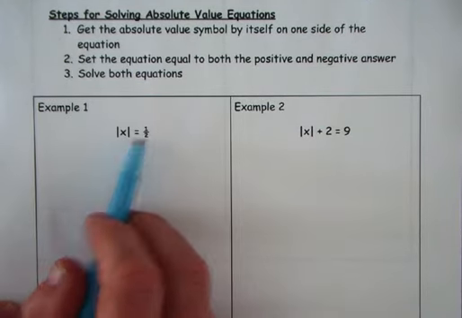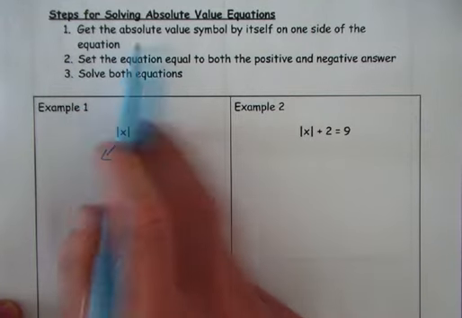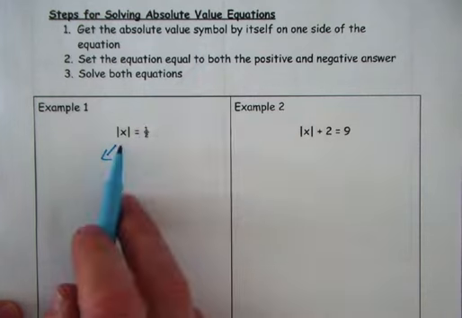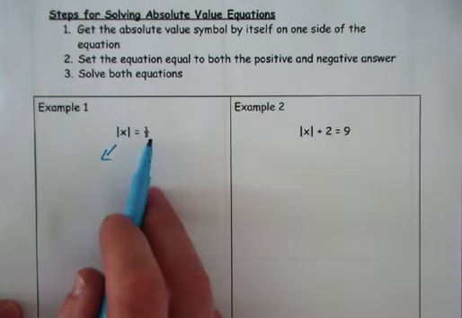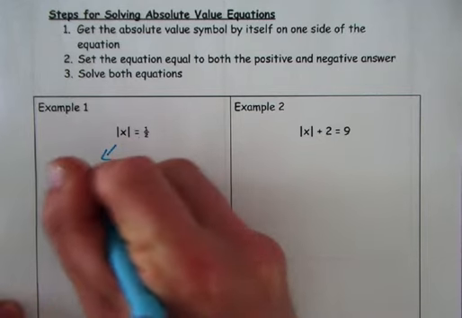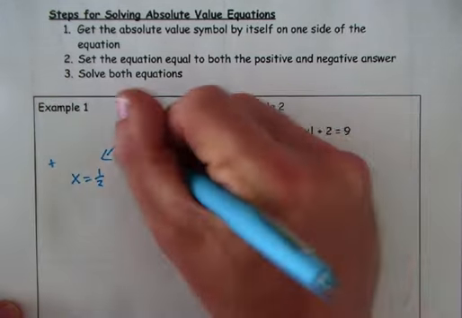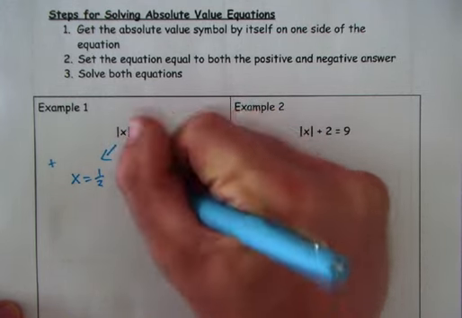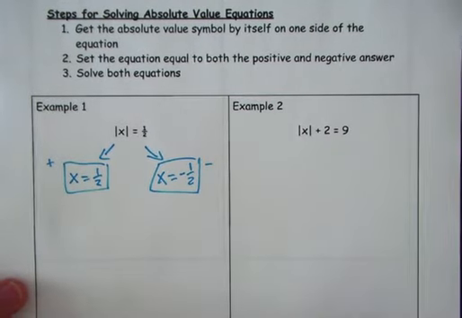So we get absolute value of x equals 1/2. Well, this is super easy, right? The absolute value symbol is already alone on the left side of the equation. We're going to set that equation equal to both the positive and negative answer over on the other side. So we've got x equals 1/2. That's the positive, right? And then our negative is going to be x equals -1/2. That's really straightforward.